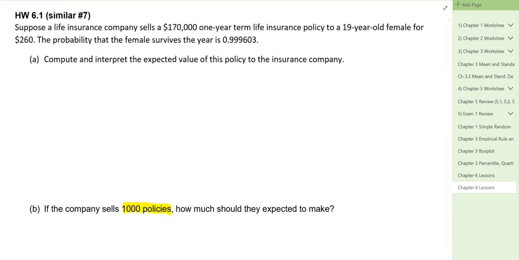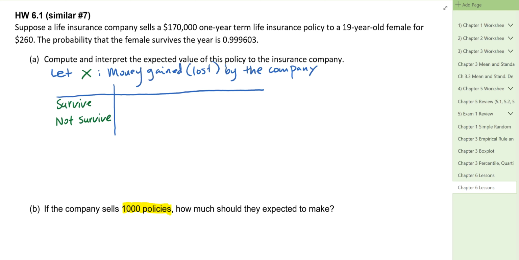So before we do, let's define our random variable. Think about what X represents here. Let X represent the profit the company may make from selling the policy. So X represents the money gained or lost by the company, or you can think of it as the profit made. For each policy, the policy holder either survives the year or does not survive the year. If the policy holder survives the year, the company will make that $260. And that is my X, right?